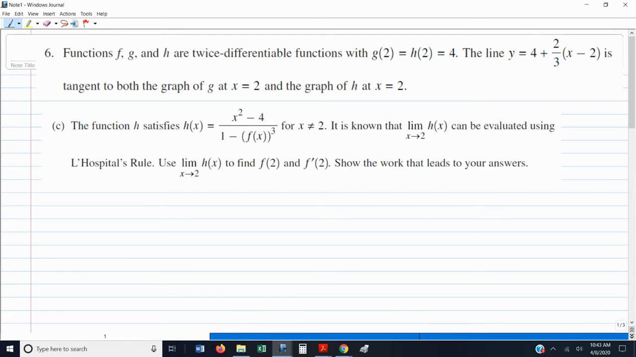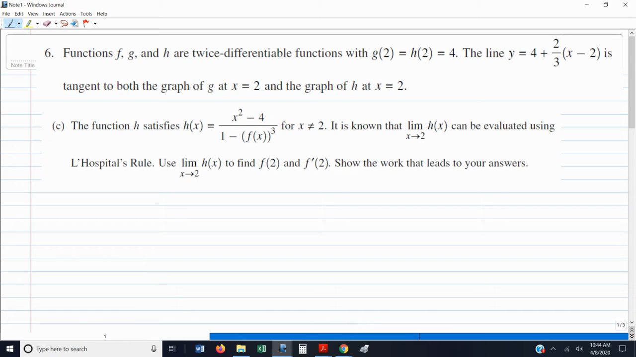Hey everyone, this is number 6 from the 2019 FRQ. It says functions f, g, and h are twice differentiable functions. g of 2 equals h of 2 equals 4. The line given is tangent to both the graph of g at 2 and the graph of h at 2.